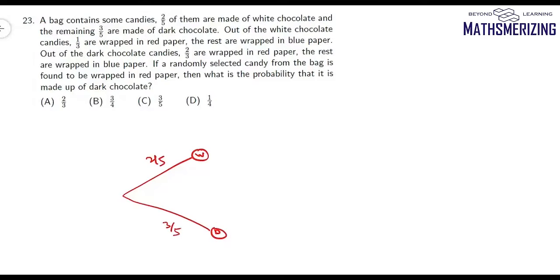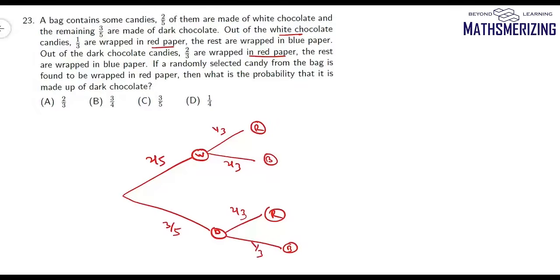Now out of white chocolates, 1/3 are wrapped in red paper. So these chocolates are wrapped in either red paper or blue paper. So the probability that a white chocolate is wrapped in red paper is 1 by 3, and wrapped in blue paper is 2 by 3. In the same way, for dark chocolate, the probability that it is wrapped in red paper is 2 by 3 and the probability that it is wrapped in blue paper is 1 by 3.